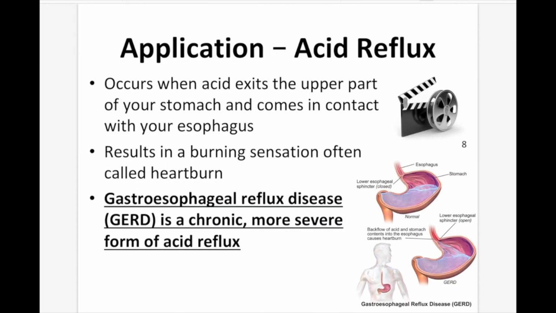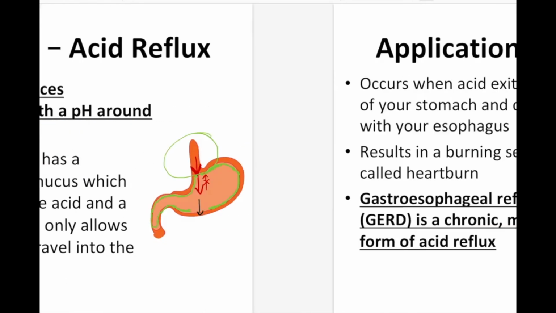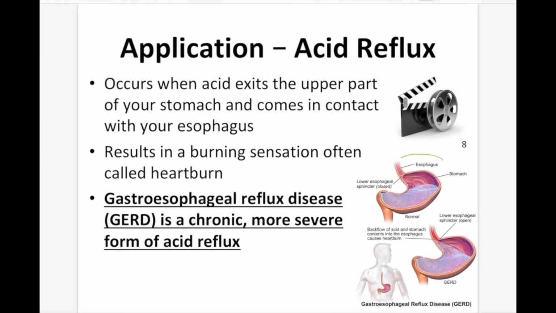So continuing on with our acid reflux, it occurs when the acid exits the upper part of your stomach and comes into contact with your esophagus. So as we showed on the previous slide, we have this nice mucus layer all around our stomach, but what we don't have a mucus layer around is the esophagus right here, the bottom part of the esophagus. And that's shown in this diagram right here as well. There's the valve that we were talking about. So when the acid exits the top part of the stomach and splashes into the esophagus, that's when we're going to get that pain, that burning sensation that we often call heartburn.